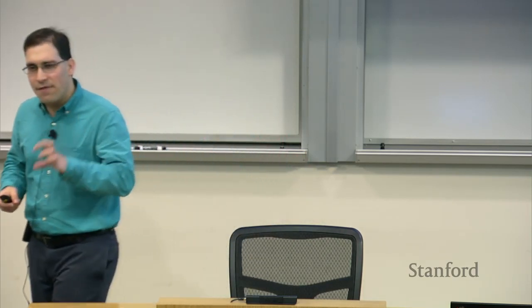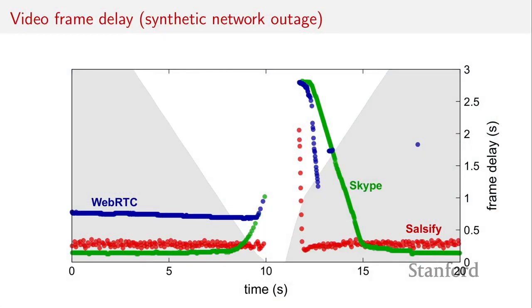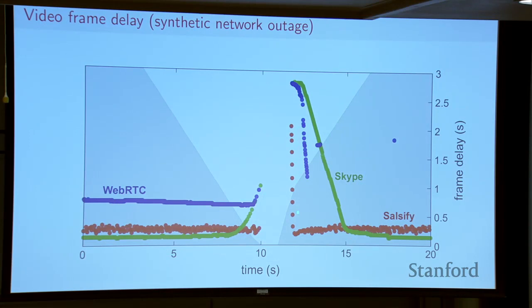So we can also look at a video metric of delay. Here, every dot is a frame of video. And we can see the delay between when it's sent and when it's received. So Salsify is sending with basically constant delay. And then when the network is bad, the delay spikes up for a bit and then recovers pretty quickly. That's the red line. Skype doesn't slow down fast enough. It builds up a big delay, and it takes a while to recover.